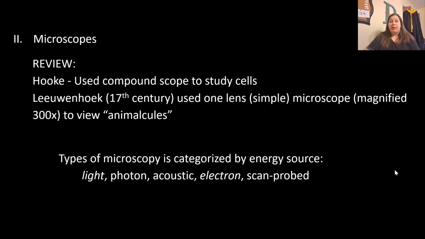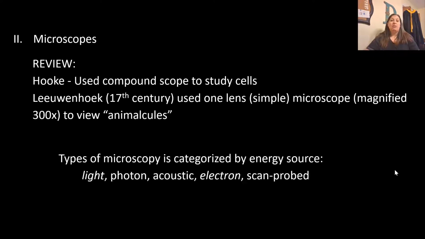Now this brings us to microscopes. Since these things are so small, we've got to use something that's going to magnify them so that we can view them. Reviewing really quick, microscopes were developed by individuals like Hooke. He used the compound scope to study cells. Leeuwenhoek in the 17th century used one lens, which was a simple microscope, and he magnified those little animalcules. He thought they looked like little animals 300 times their normal size.